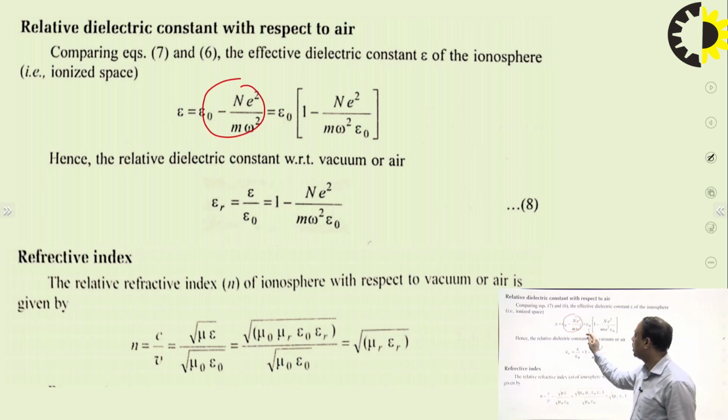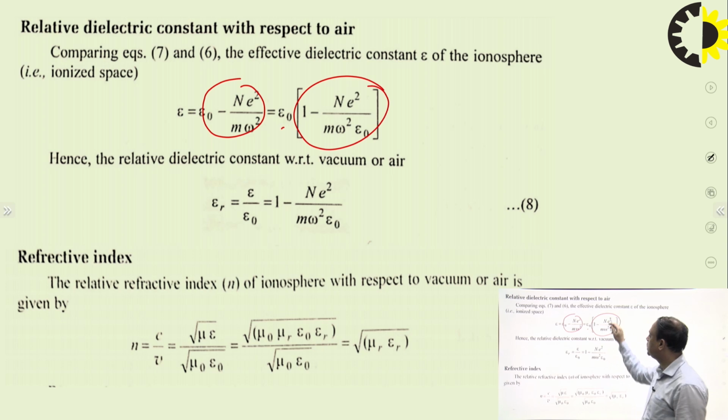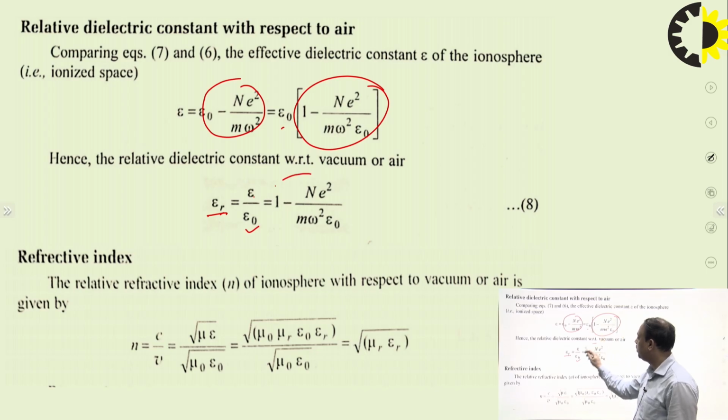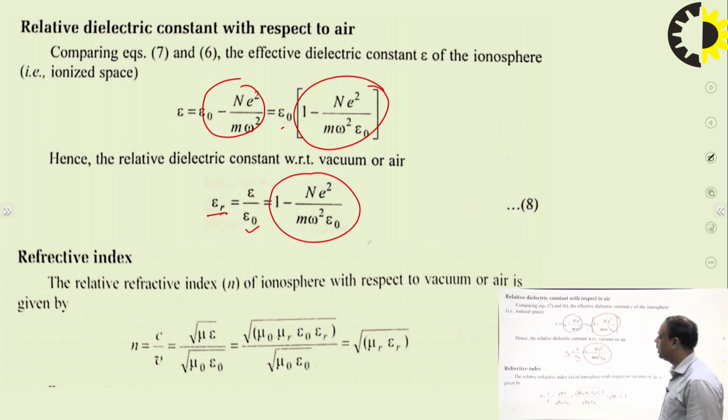If we take epsilon naught common, we have the value equal to this. So the new epsilon of the layer becomes epsilon r, the relative permittivity, that is epsilon r equal to epsilon by epsilon naught. If we divide this value by epsilon naught, we have the effective refractive index or effective permittivity of the layer in which the electron is present, which is 1 minus N e squared upon m omega squared times epsilon naught.